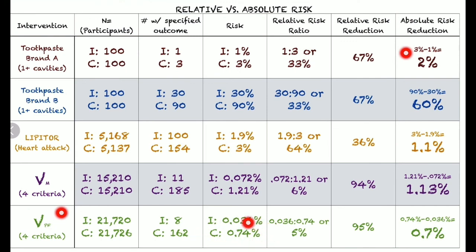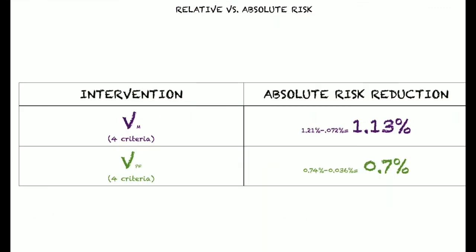So that means if you do nothing, your risk of getting these 4 criteria is 0.74%. Now, if you get this intervention, your risk goes down to this number, so that's a 95% reduction, but in absolute terms, your risk was less than 1% to begin with. So how much does this actually reduce your risk? 0.7%.